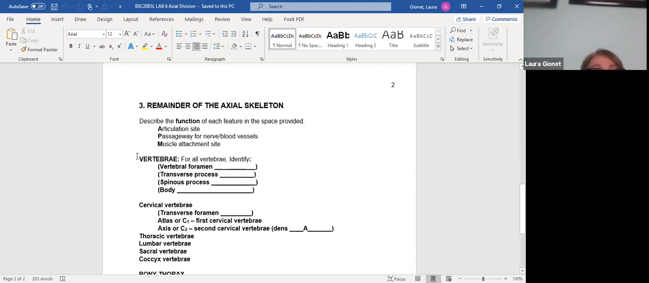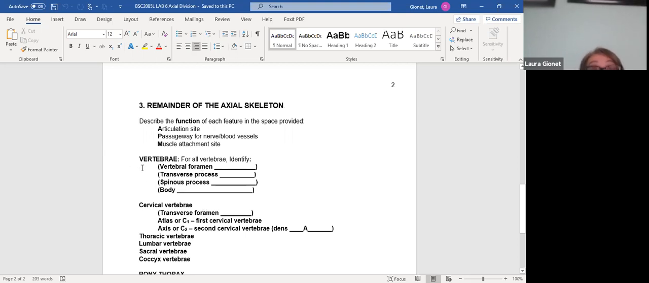Okay, so the vertebra, generally we are going to look for, with a few exceptions, the same structures on all the vertebrae. We're going to look for a vertebral foramen, which there will be in all of these actually, transverse processes, spinous processes, bodies, and where applicable, like in the cervical vertebrae, transverse foramen, because they're only found in the cervical vertebra.